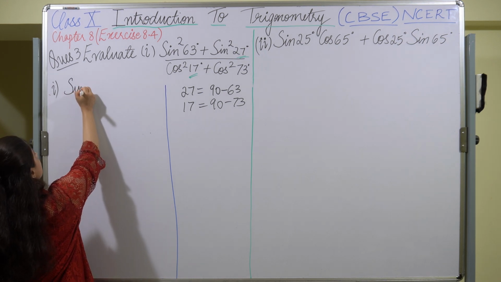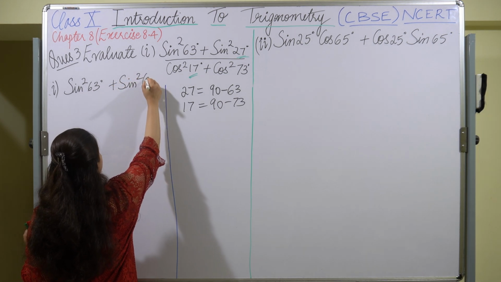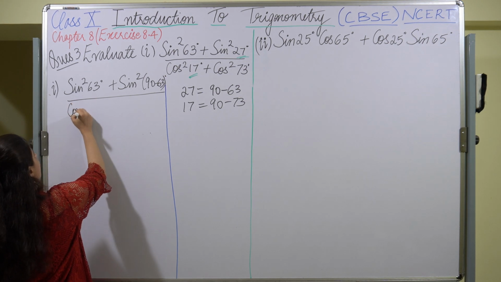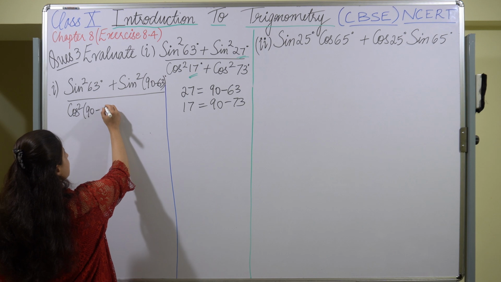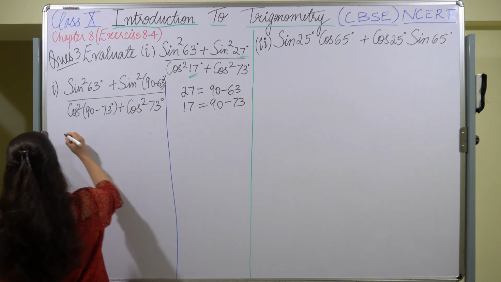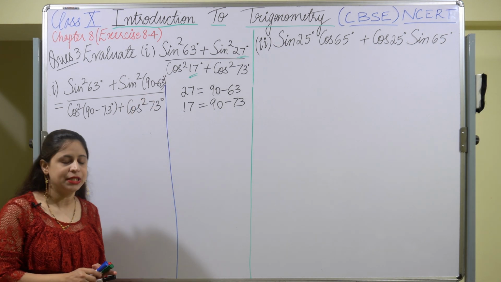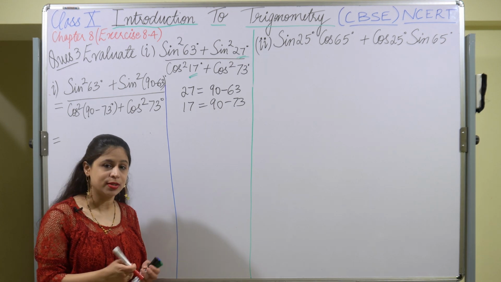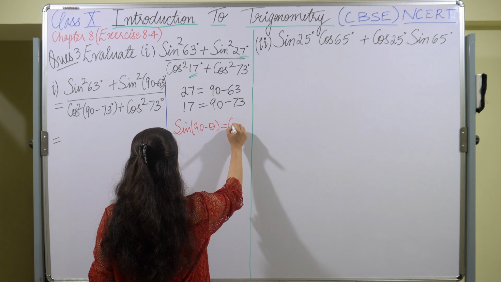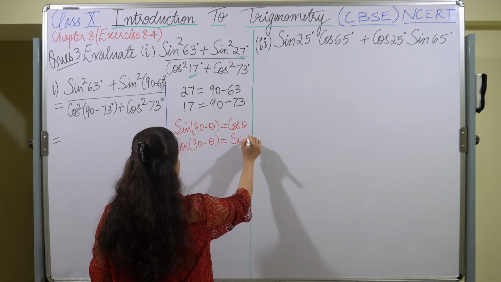So now it will become sine square 63 degrees plus sine square 90 minus 63 degrees upon cos square 90 minus 73 degrees plus cos square 73 degrees. Now here we have got the form of sine 90 minus theta. We already know that sine 90 minus theta is cos theta, and cos 90 minus theta is equal to sine theta.